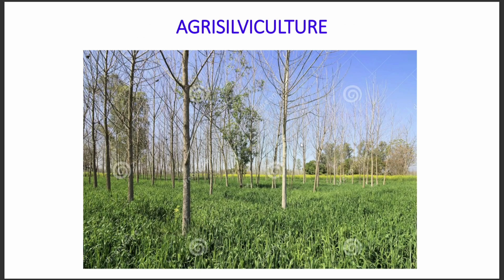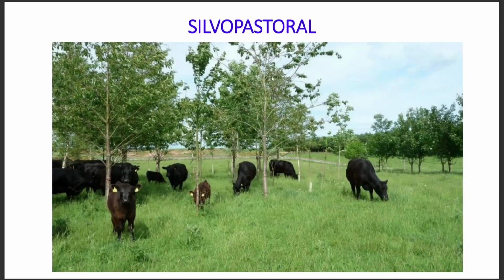Then we have agro-silviculture. Mainly it is the part of agronomy where we deal with the agroforestry level. Mainly we can cultivate the forest trees there with the agriculture crops. So this is silvopastoral. Mainly there is pastoral land for the livestock. In that area we just leave the livestock to feed upon their need.